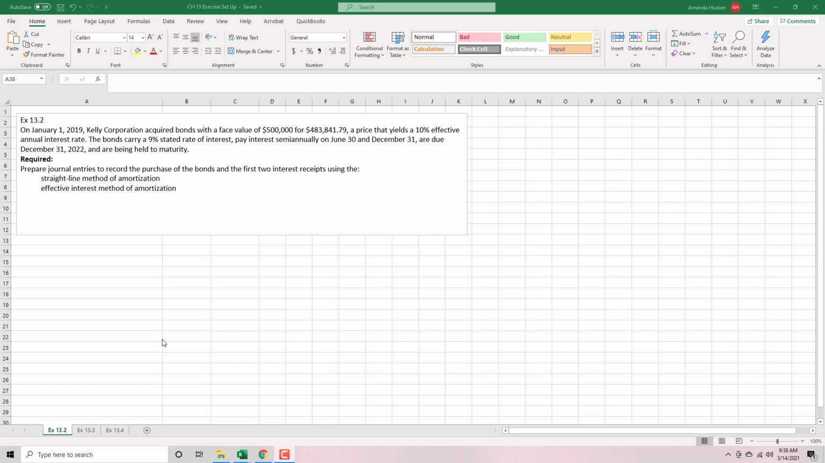The bonds carry a 9% stated interest rate, pay interest semi-annually on June 30th and December 31st, and are due December 31st, 2022, and are being held to maturity. Prepare journal entries to record the bonds and the first two interest receipts using the straight line method of amortization and the effective interest rate method. First thing I'm going to do is start with the given information.